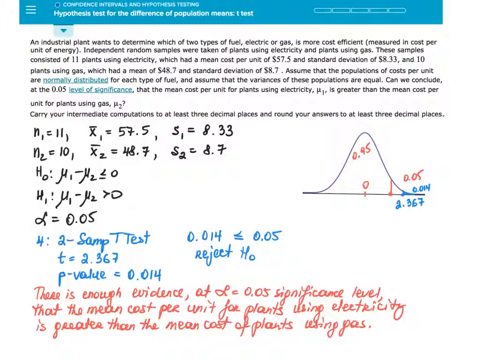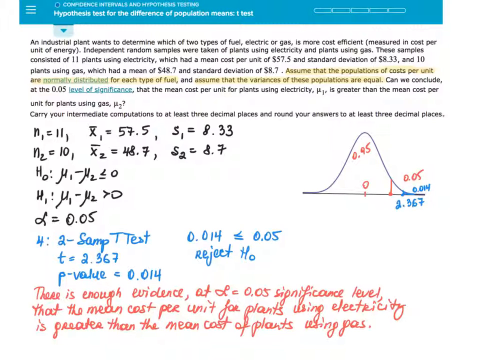I want to identify an important piece of information given to us that allows us to use t-test. We must assume, or at least we must know, in this case we are told to assume, that the cost per unit are normally distributed for each type of fuel, which allows me to perform the t-test with such a small sample of 11 or 10. We also are told that we can assume the variances for these populations are equal, which tells me that I'm going to use pooled test. That's the requirement that we must have in order to use the pooled test.